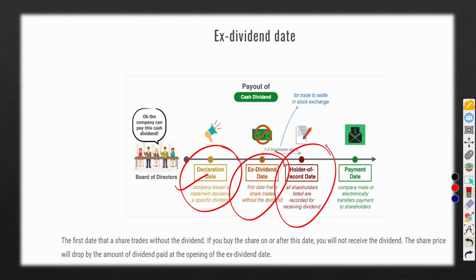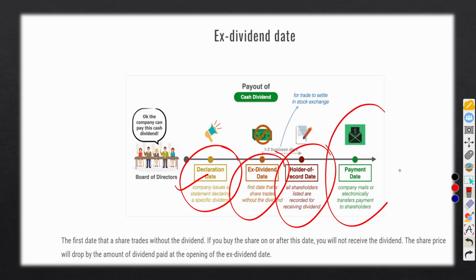What about the record date? All shareholders listed are recorded for receiving dividends. It means on this date, the company will collect the data from the registrar, sort it out internally, and process payments to each holder as per the company's records.